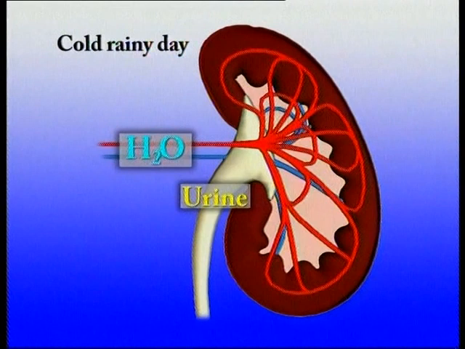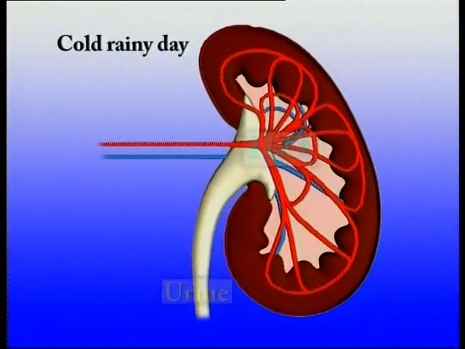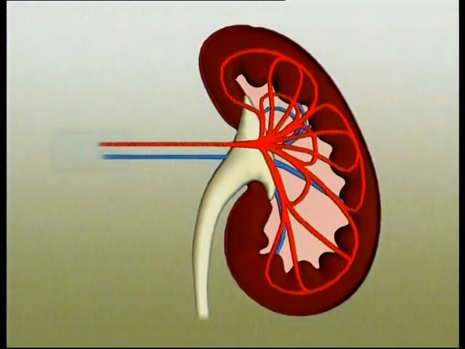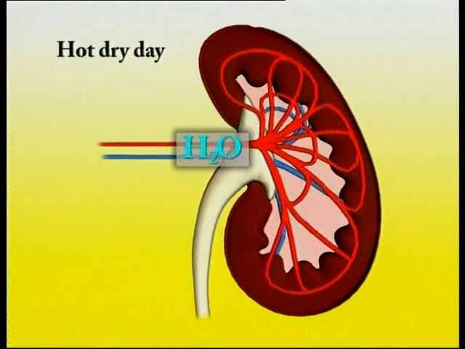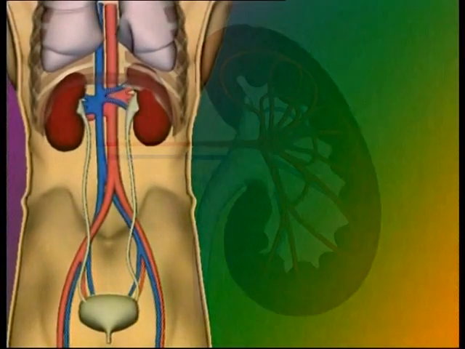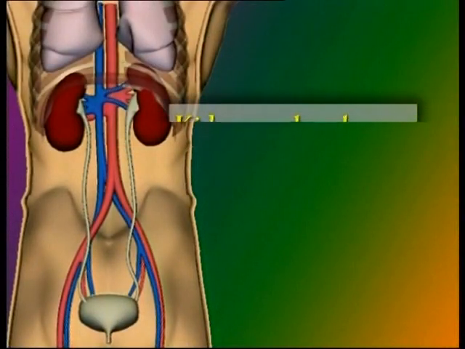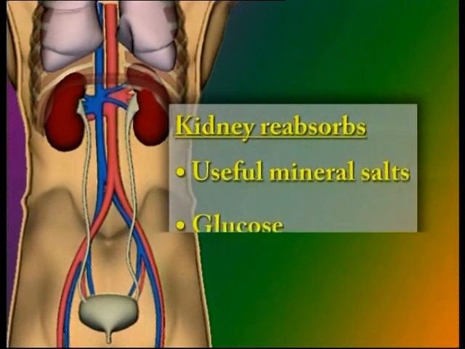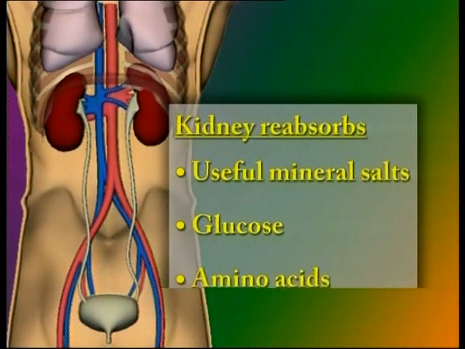Depending on the weather, for example, on cold rainy days, the body reabsorbs less water, so the kidneys produce more urine. On the other hand, on a hot dry day, more water will be reabsorbed into the blood, so the urine produced will be more concentrated. The kidney also controls the salt content and chemical balance in the body by reabsorbing useful mineral salts and most nutrients like glucose and amino acids.